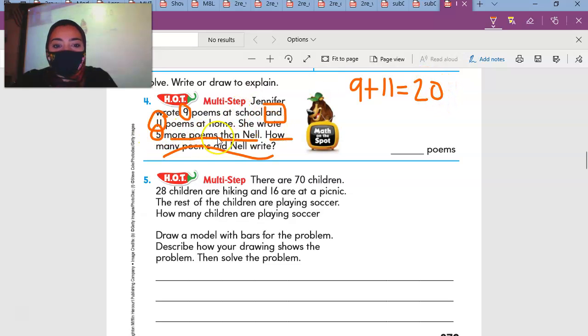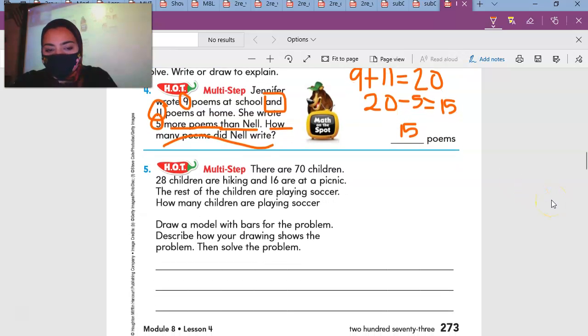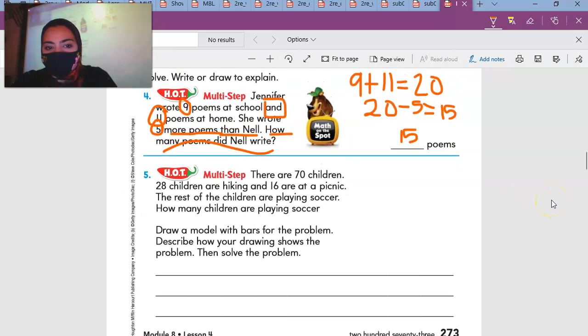She wrote 5 more than Nell. That means Nell wrote 5 less than her. So what's 20 take away 5? 15. So Nell wrote 15 poems. That was kind of easy, right? Good.